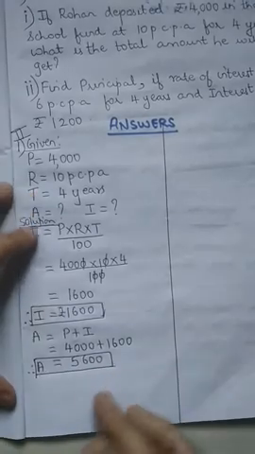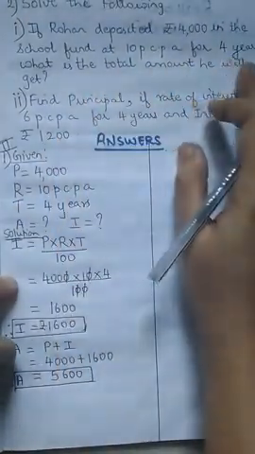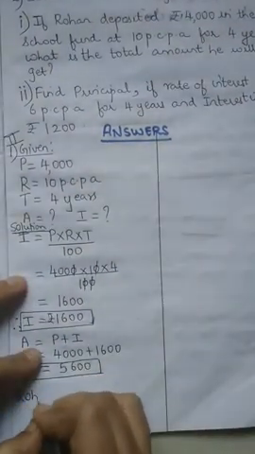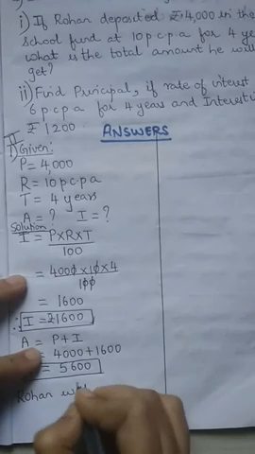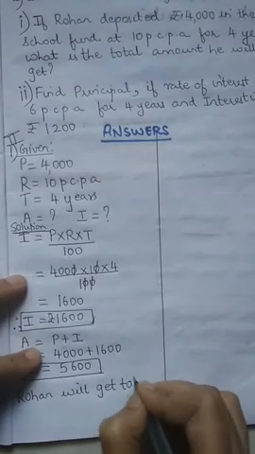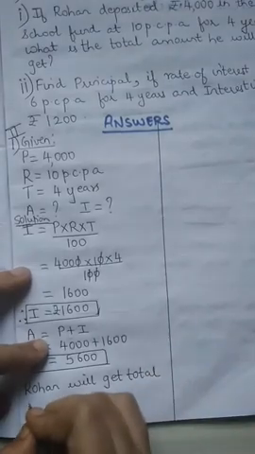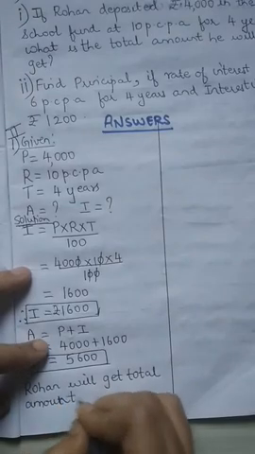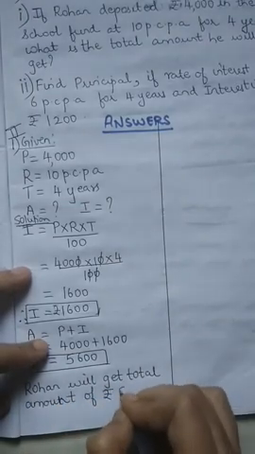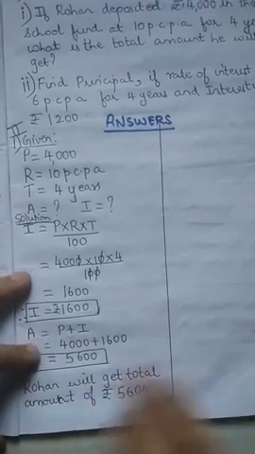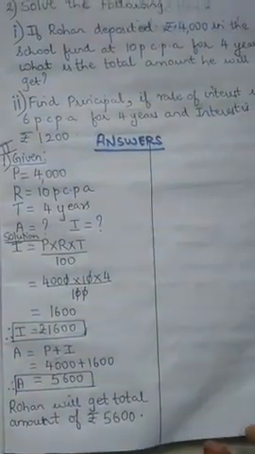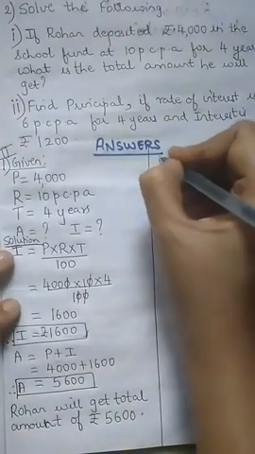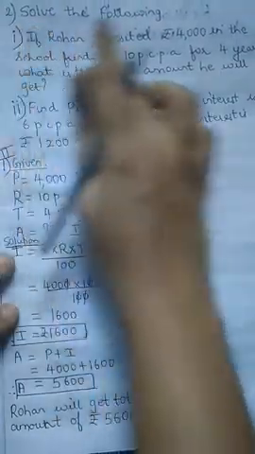But is this my final statement? No. What is the total amount he will get? So you will write there, Rohan will get total amount of rupees 5600. This is my final answer. Clear to all of you, girls? Okay, good. Now let's see the second question.